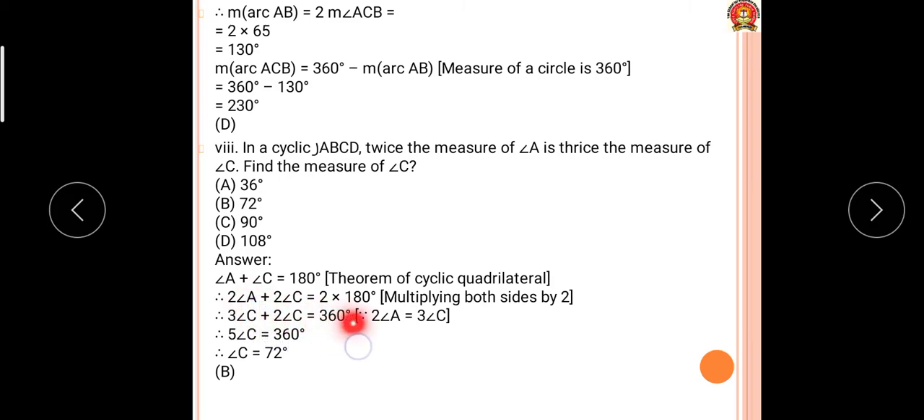So according to that, what will you get? You will get 2A plus 2C is equal to 2 times 180, multiplying by 2. But what is given? Twice angle A is equal to 3 times angle C. So substitute this, you will get 3 times angle C plus twice C is equal to 360, that is 5 angle C is equal to 360, and therefore angle C is equal to 360 divided by 5, 72 degrees. So do this in rough work. Okay, and in the answer there is no need to write the explanation.